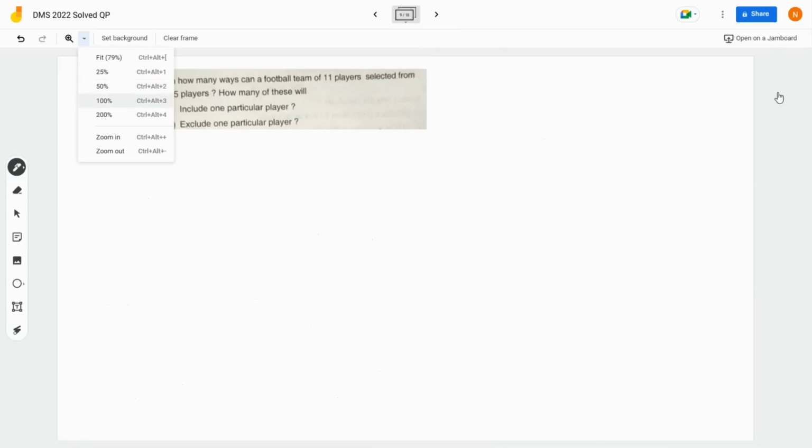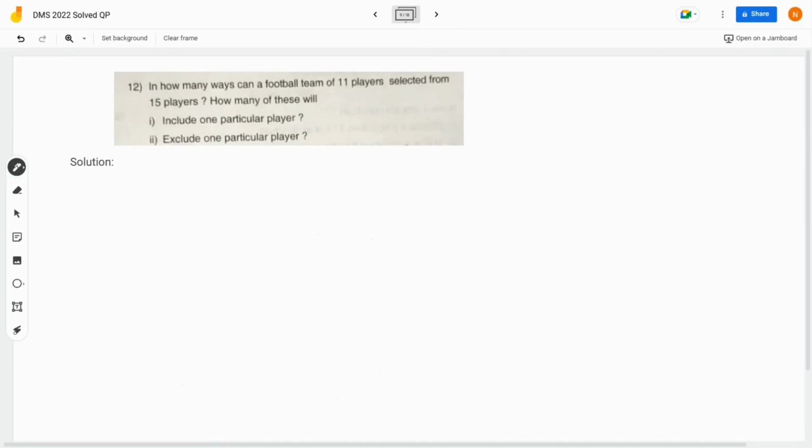Then the next question is: in how many ways can a football team of 11 players be selected from 15 players? How many of these will include one particular player, and exclude one particular player?